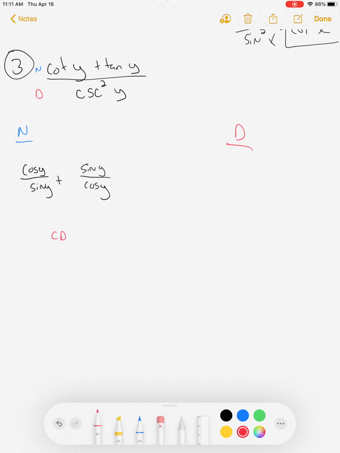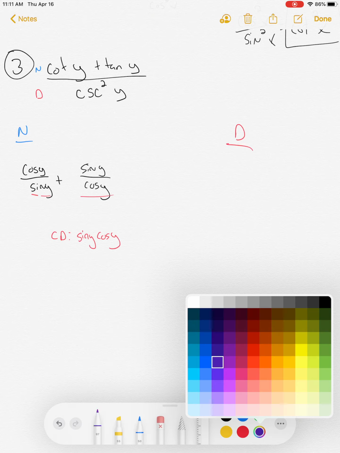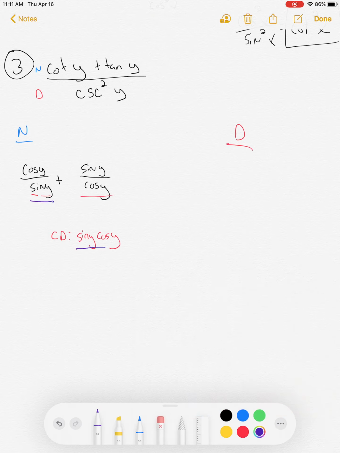Now, again, I want to combine this to be one large fraction, so I've got to figure out what my common denominator is. I've got to combine this and this. Therefore, my common denominator is sine of y, cosine of y. Okay, so what does the one on the left need? Well, it needs a cosine, so I'm going to multiply it by cosine of y, top and bottom.